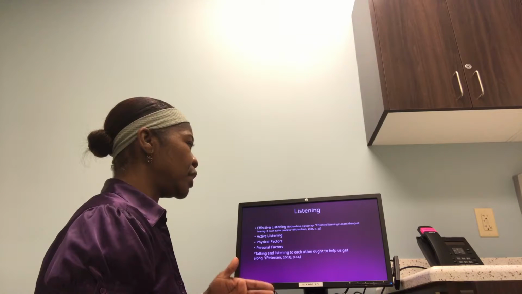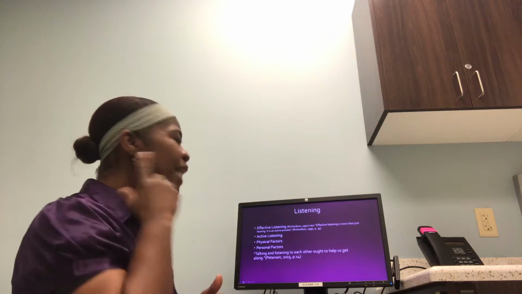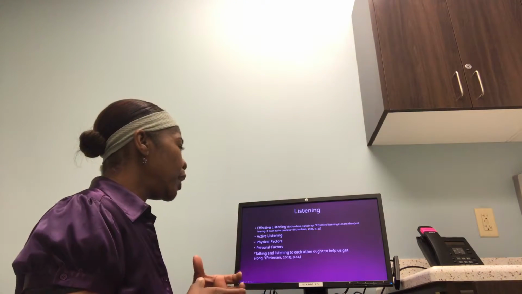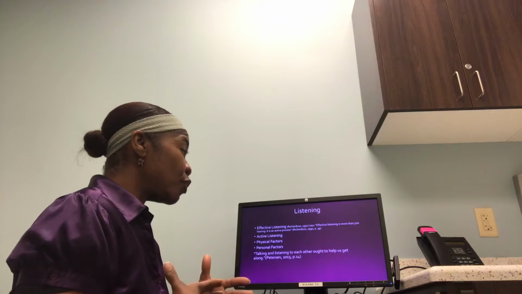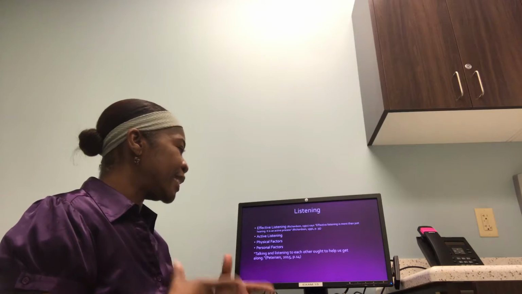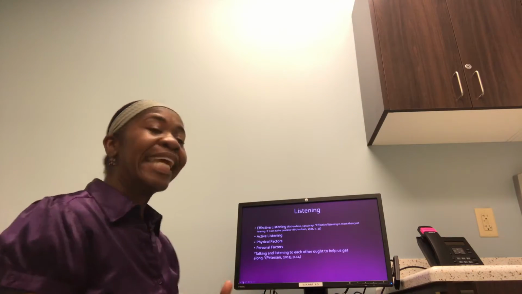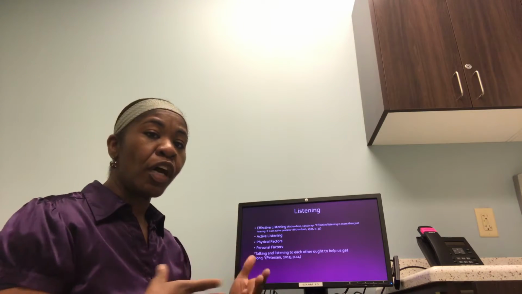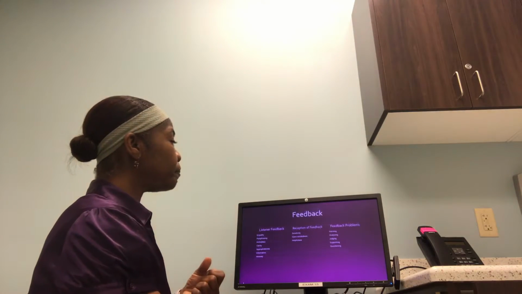Effective listening, Richardson says, is more than just hearing. It's an active process. It's something we continually do, and we have to actively listen. We have physical factors and personal factors. Talking and listening to each other, Peterson says, ought to help us get along. That should strengthen our relationships one with another.